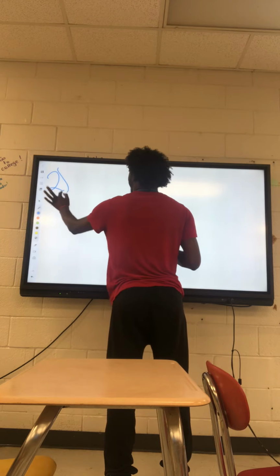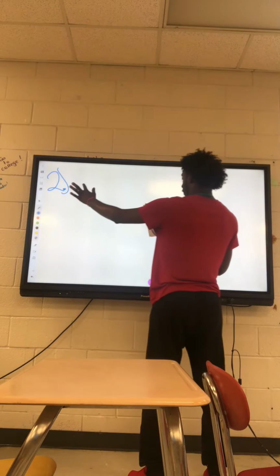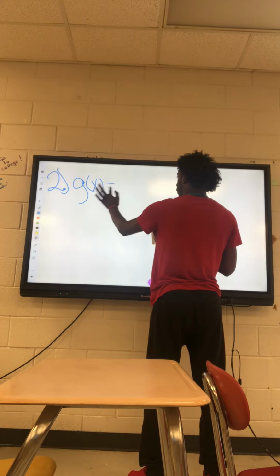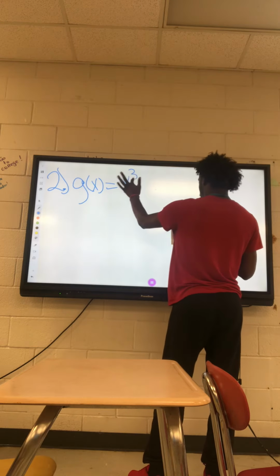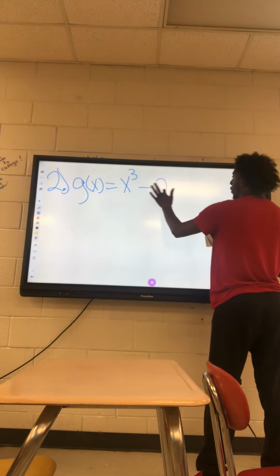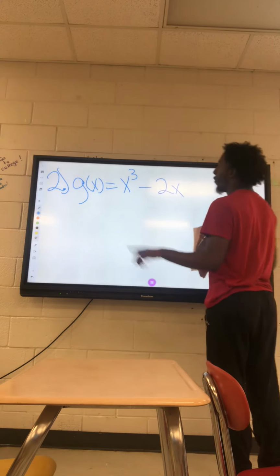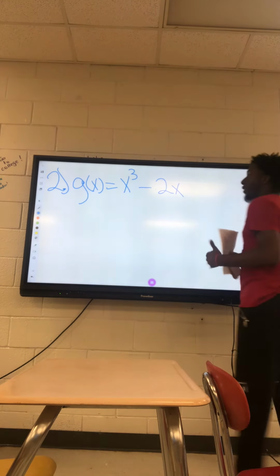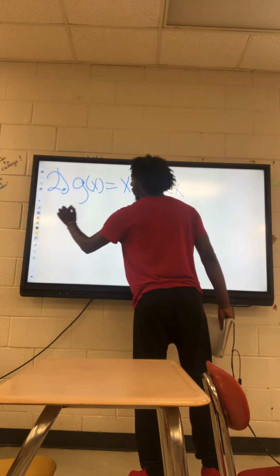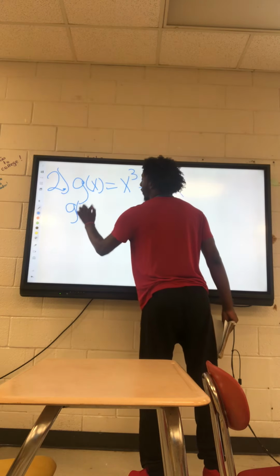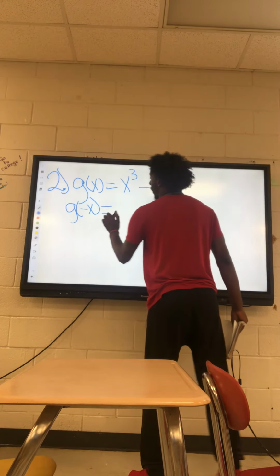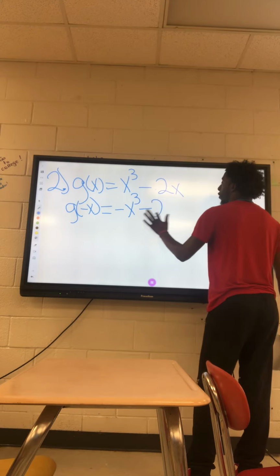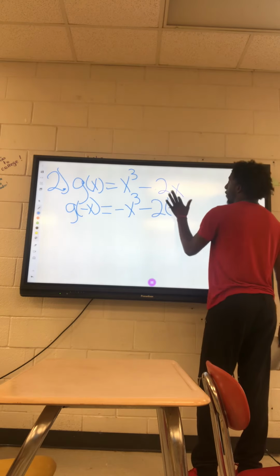We have g of x equals x cubed minus 2x. Now remember, everywhere we see an x, we're going to put what? Yes, correct, negative x. We're going to input negative x cubed minus 2 and negative x.